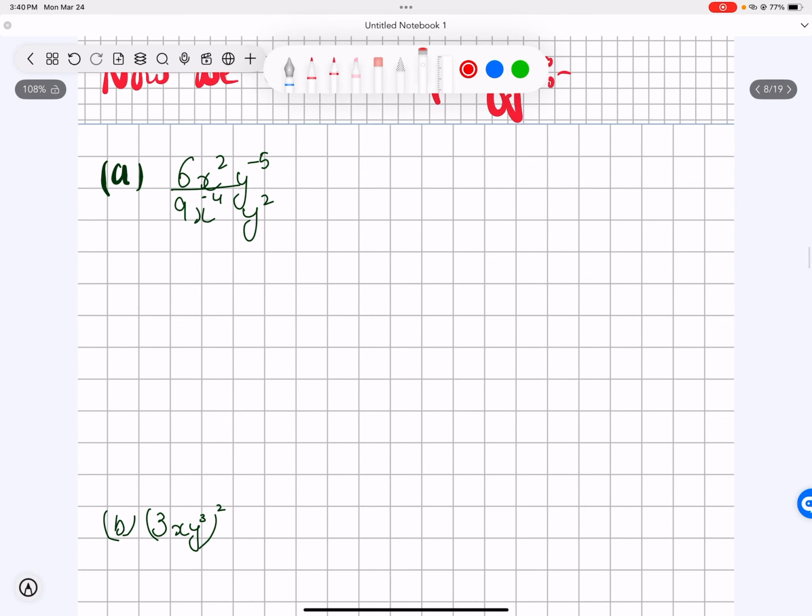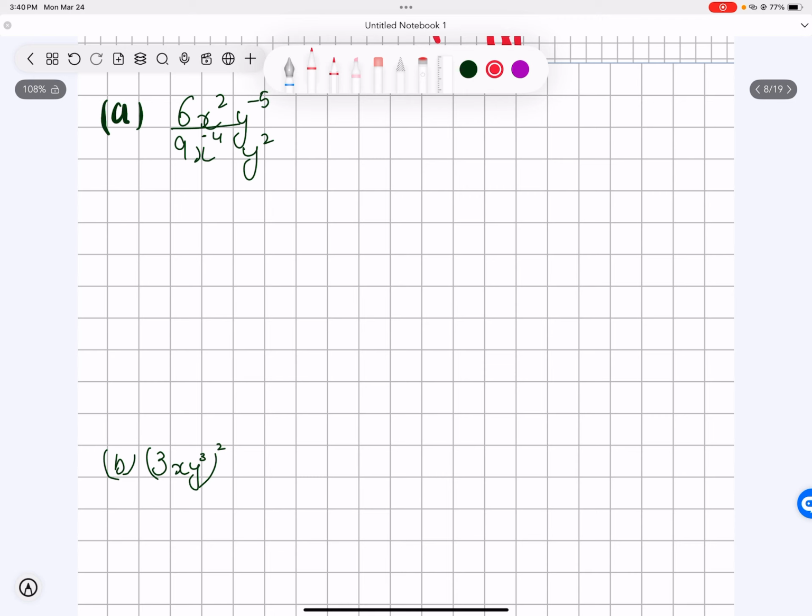Now we're going to simplify these questions. We're going to simplify the exponent expressions with the rules. So the first I have is 6x squared over y^-5, and then 9x^-4 and y cubed. So for this, I'm going to try to write them separately, and then solve those. This is 2, this is minus 4, and then y is minus 5, and then y is 2.